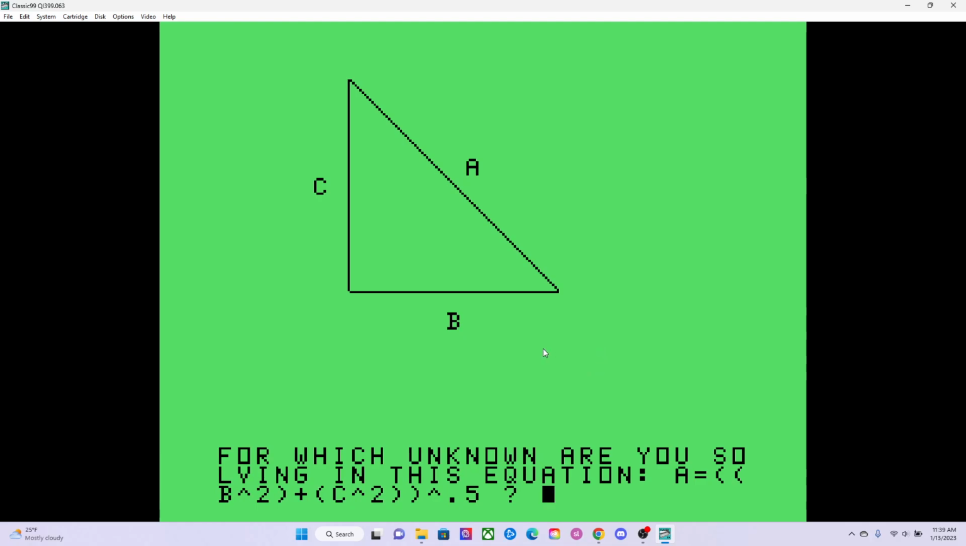Okay, for which unknown are you solving this equation? So a equals the square root of b squared plus c squared. And of course, if you don't know your square roots, taking a square root of something is the same thing as raising it to a power of 1/2. So that's what's going on here. Probably could have found a nicer, friendlier way to write that. So let's say we're solving for a.